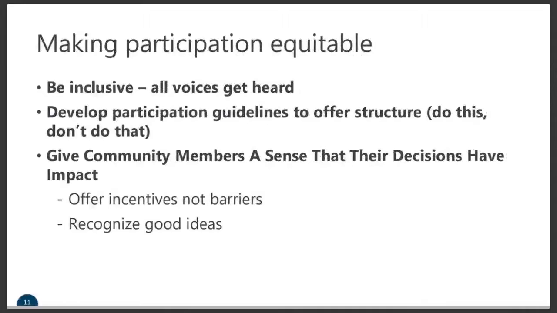Okay, so making participation equitable is important. Obviously, we want all voices to be heard, so the first piece is just to be inclusive and make sure all voices get heard. There's research that says if certain students in a classroom are being called upon more, they'll start to think that they're right more, and there's a sort of reinforcement mechanism that happens there. So don't be the teacher that only calls on the same three students. Call on other students.